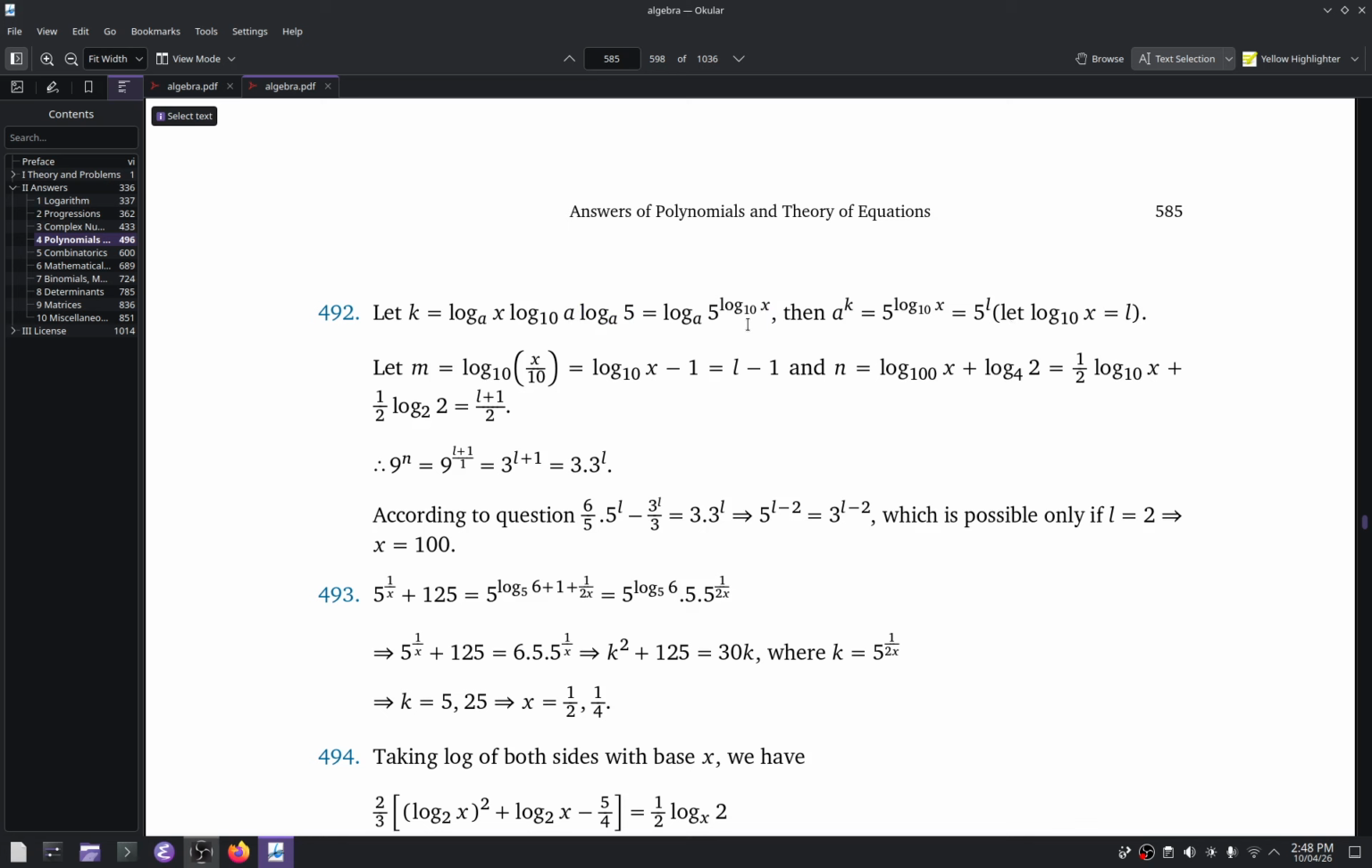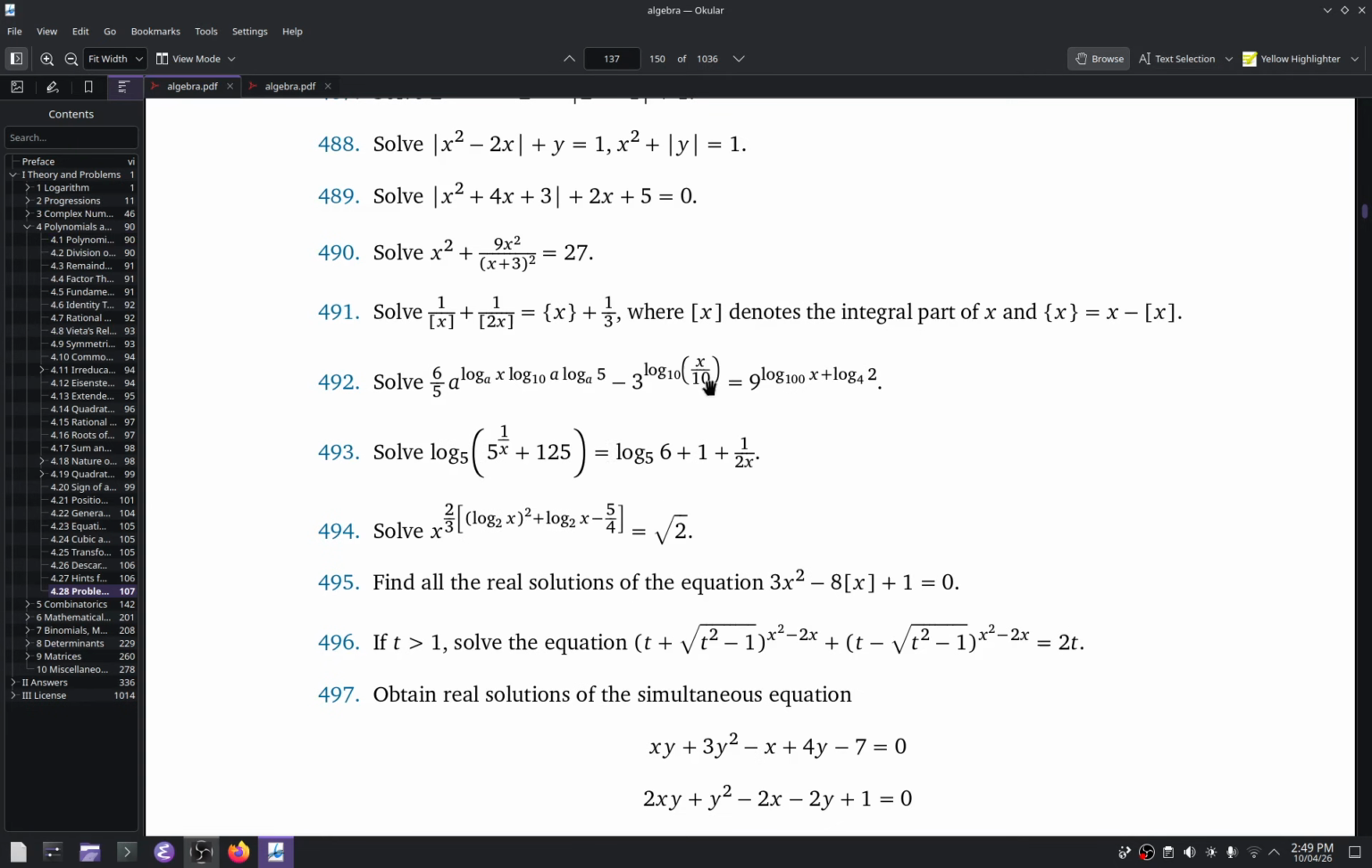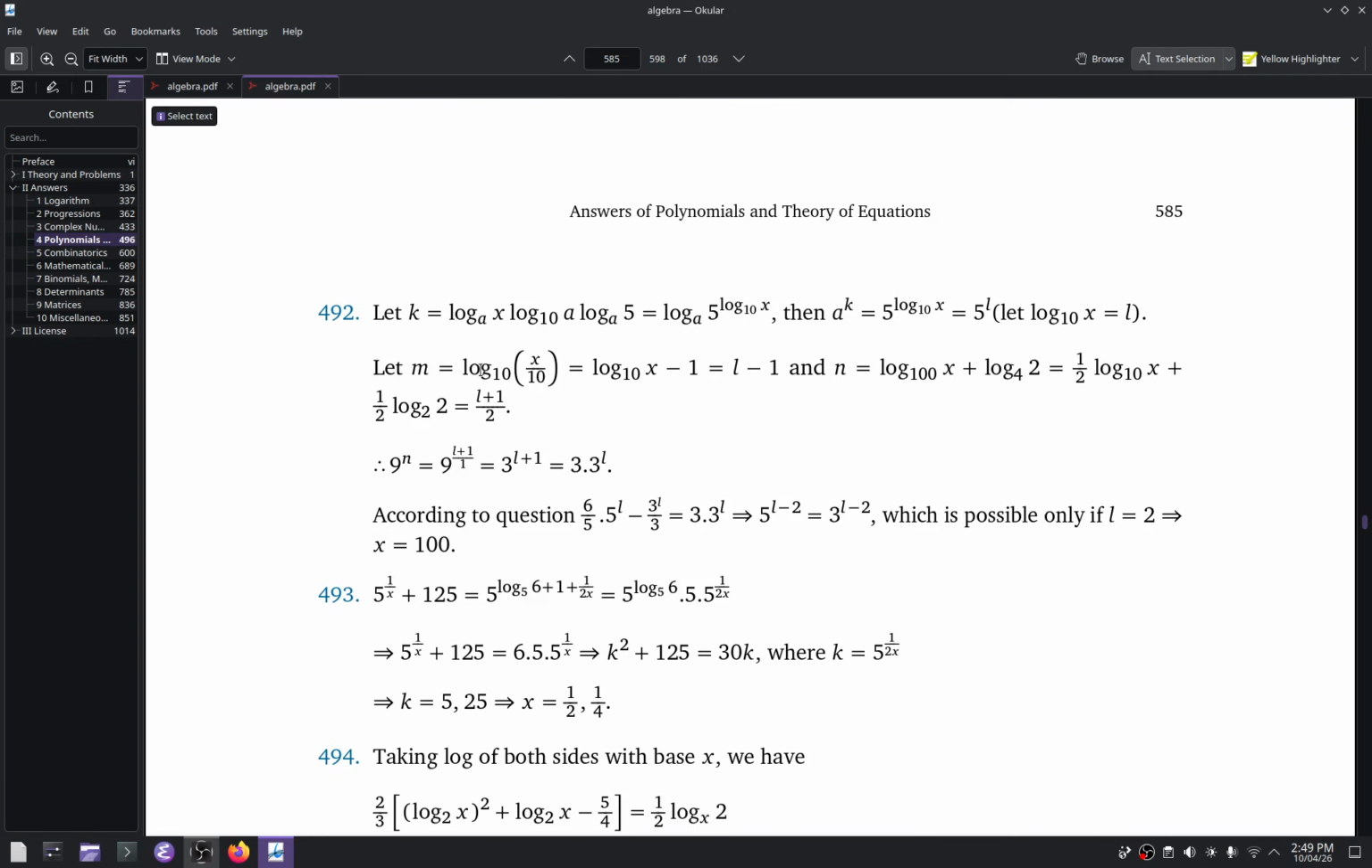Now we take antilog of this. If you take antilog with k, the left hand side will become a to the power k is equal to 5 to the power log of x with base 10. And then we let log of x with base 10 be equal to L. Now we look at this power. So it becomes log of x by 10 with base 10, that is log of x with base 10 minus log of 10 with base 10, so that is 1. So this was L, this is what we let, so it becomes L minus 1.